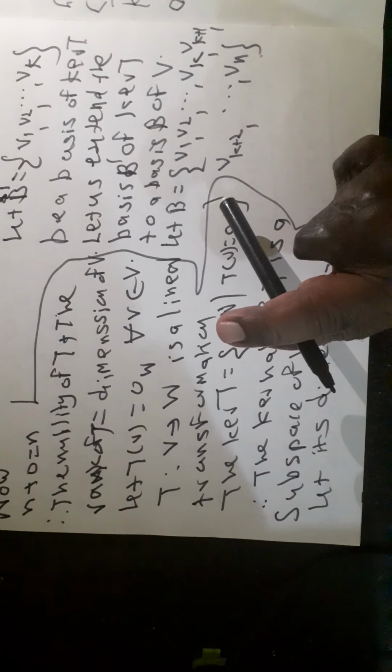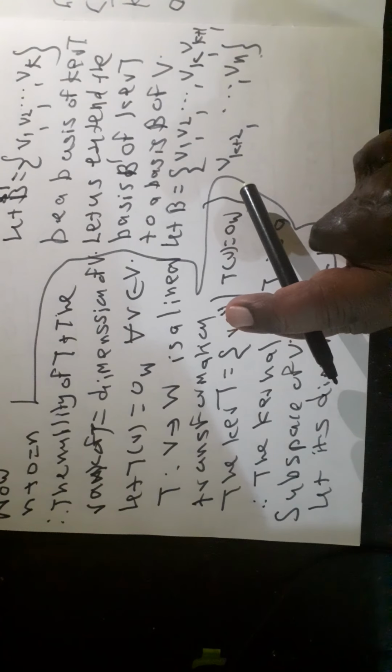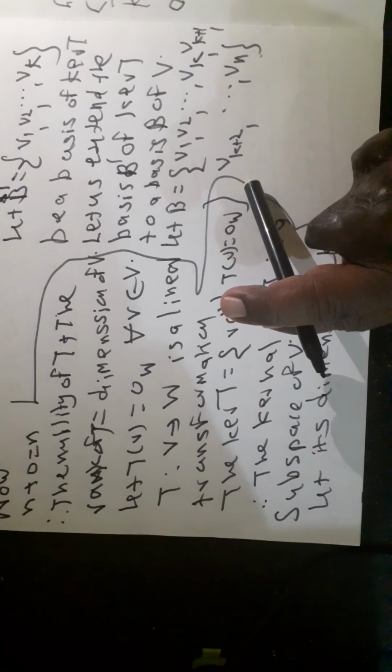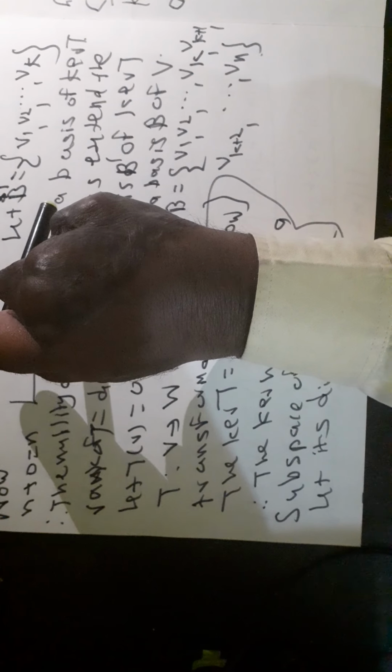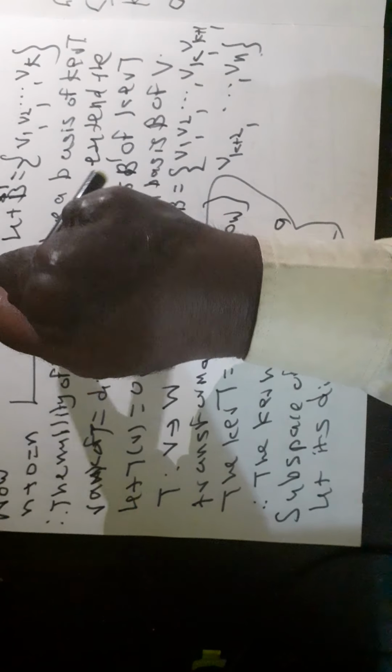Here B is an extension of the basis B dash, where B dash is the basis of the kernel of T. B dash contains k different vectors v1, v2, dash, vk. Here we extended B dash to a basis B of V, and B has n elements v1, v2, dash, vk, vk plus 1, vk plus 2, dash, vn.